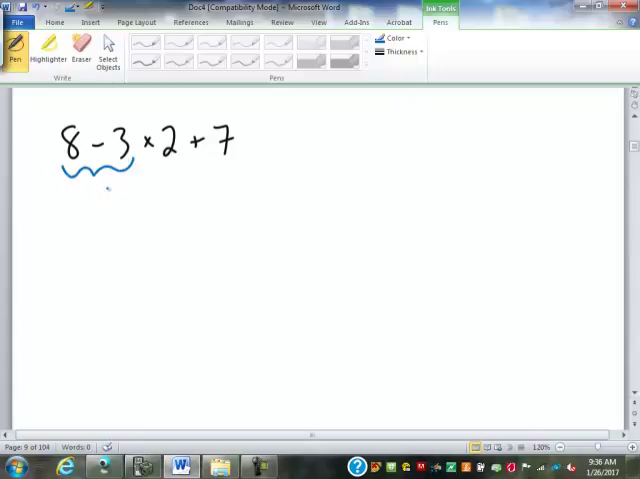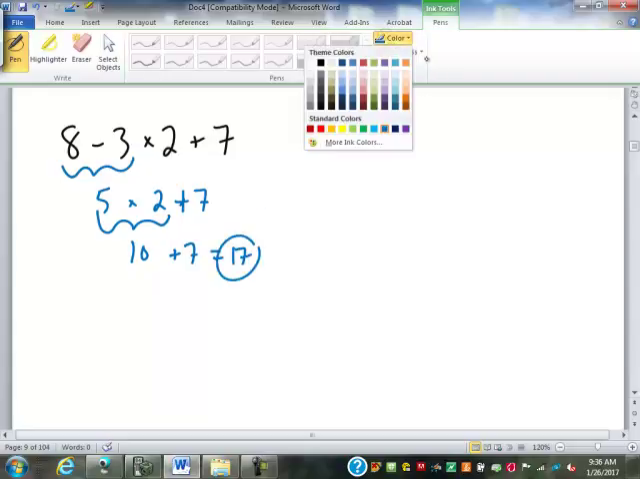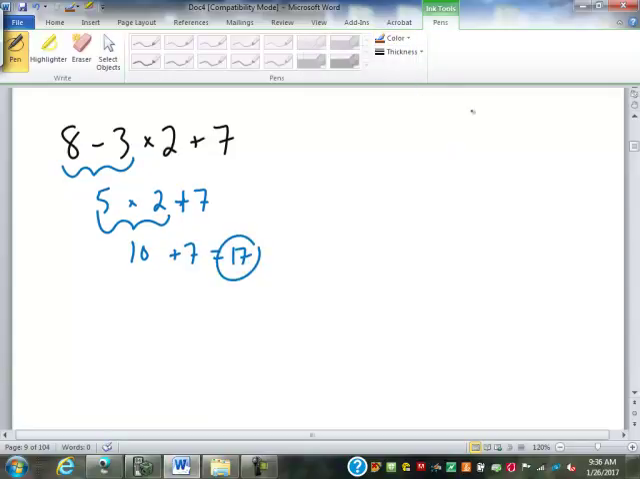You'd say 8 minus 3 is 5. 5 times 2 is 10, plus 7 is 17. That would make sense, but it's not the right answer. There are a lot of other different ways you can approach this problem. Well, when we do math, if we have two people do a problem, we'd really like to have them get the same answer. So to make sure that happens with these types of problems, they define something called the order of operations.